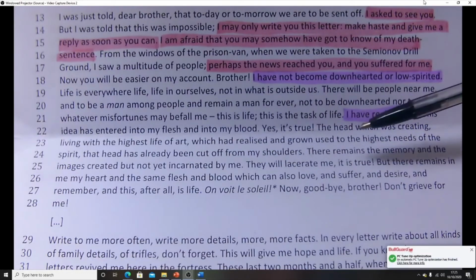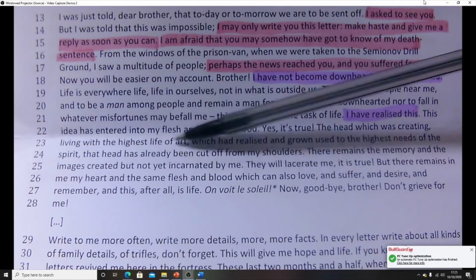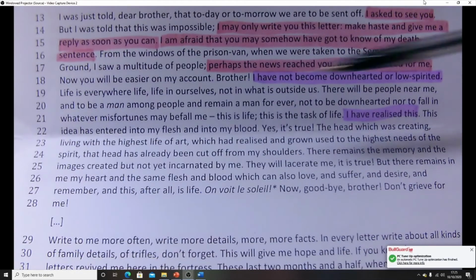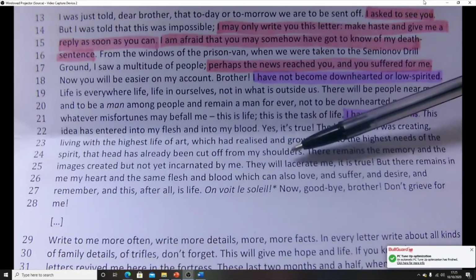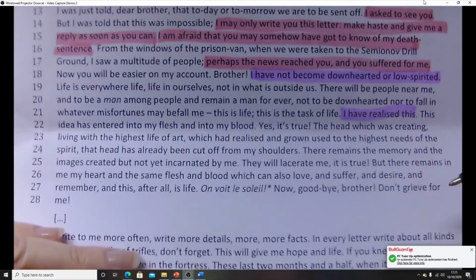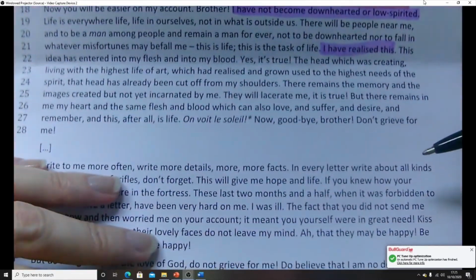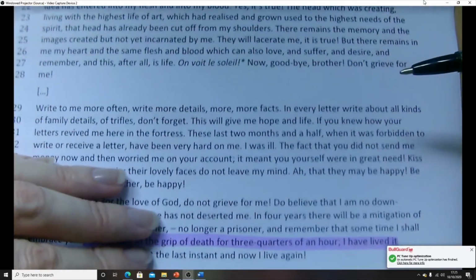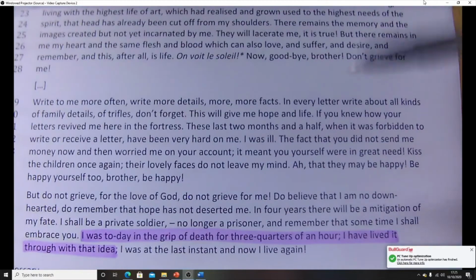Yes, it's true. The head which was creating, living with the highest life of art, which had realized and grown used to the highest needs of the spirit, that head has already been cut off from my shoulders. There remains the memory and the images created, but not yet incarnated by me. They will not lacerate me, it is true, but there remains in me my heart and the same flesh and blood, which can also love and suffer and desire and remember. And this, after all, is life. Envers le soleil. Now, goodbye, brother.